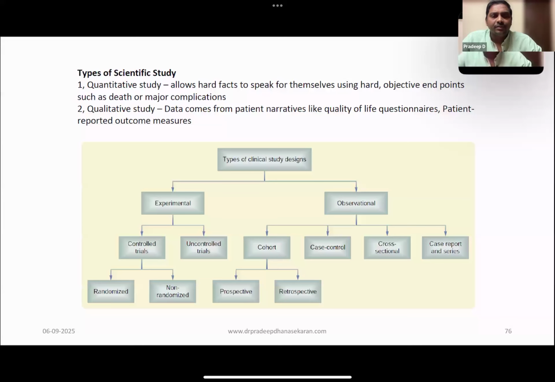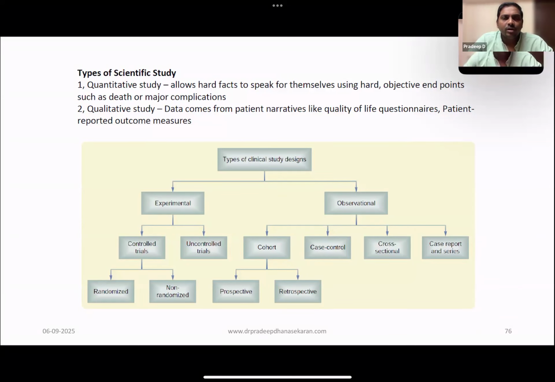Now moving on to the types of scientific study. You have a quantitative study and a qualitative study. Quantitative study is nothing but it allows the hard facts to speak for themselves. It includes the patient surgical complication data or mortality data or survival, progression-free survival or overall survival data. Whereas a qualitative study comes from the patient-reported narratives, like patient-reported outcome measures, like the quality of life studies. These are called qualitative studies.